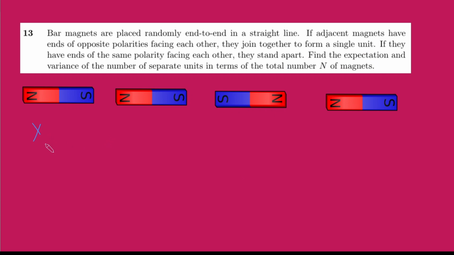Okay, so we're going to start by saying X is going to be the number of times the polarity stays the same. So the number of times polarity doesn't change, going from one magnet to the next. Oh gosh, my handwriting is horrible. For example, here the polarity has changed, so we wouldn't count that, but here the polarity has stayed the same, and here the polarity has also stayed the same between consecutive magnets. So in this case, X would be 2.